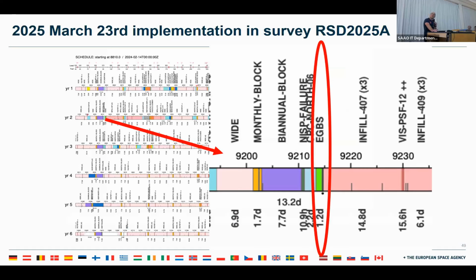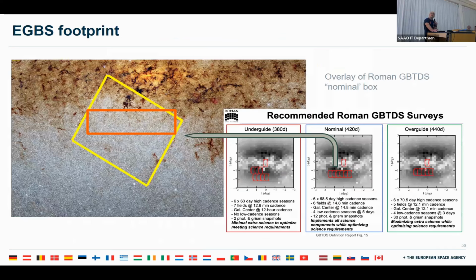Okay, and so this is the slot. We had to ask the survey team to implement an empty slot of 1 to 2 days for the EGPS. This is on the 23rd and 24th of March. The footprint in yellow is overlaid with the nominal case from the GBTDS from Roland, shown here. We believe that since the Euclid footprint is bigger, it will serve as an extra opportunity for Roland to fine-tune the location of the field.